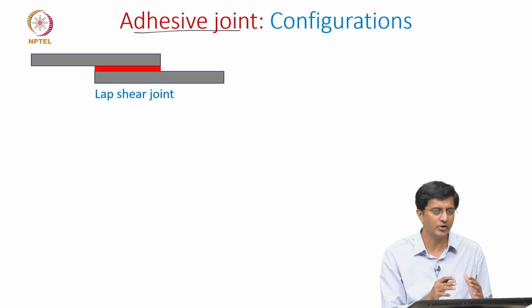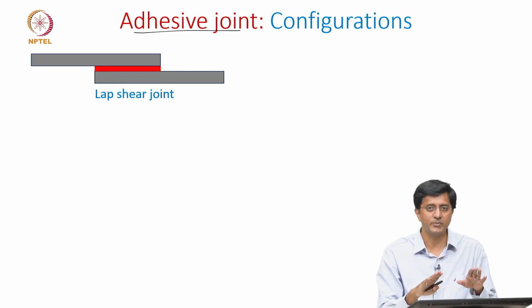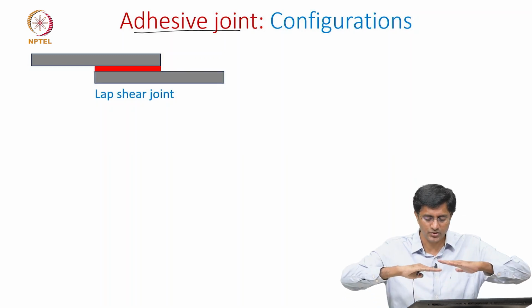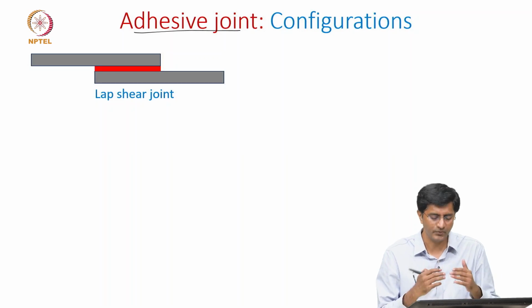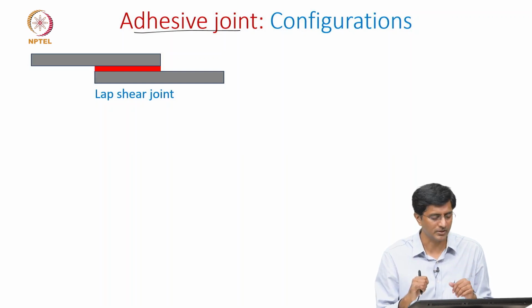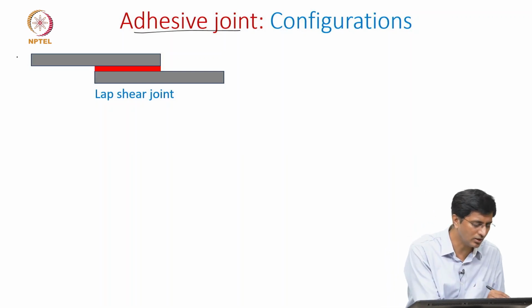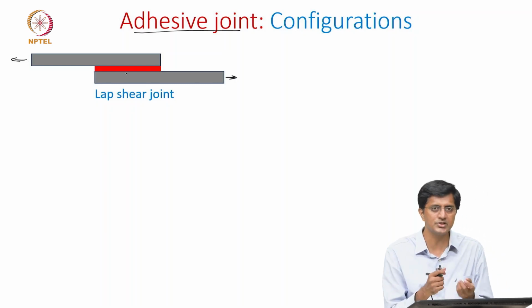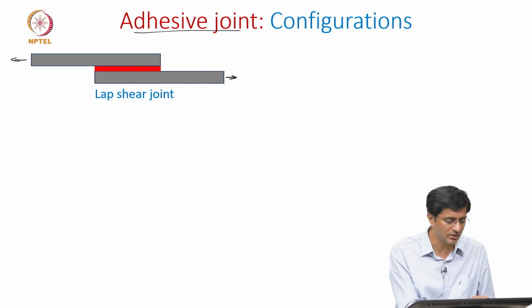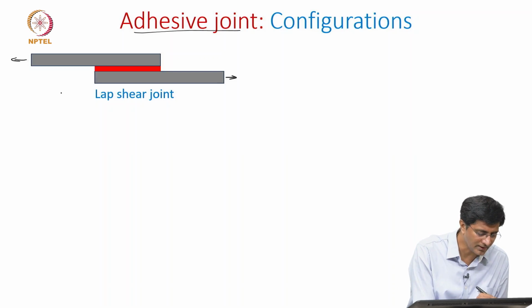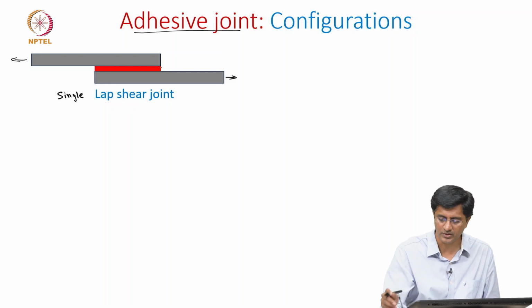This is a very common way of joining two large plates. So once we have two large plates, you just need to overlap them, and in this overlap region you apply this adhesive to join these two large plates, either composite or metal. And usually the loads are in this direction. So essentially this adhesive is resisting your deformation or failure through shear. So this is a lap shear, or we also call it a single lap shear, because there is only one adhesive layer.